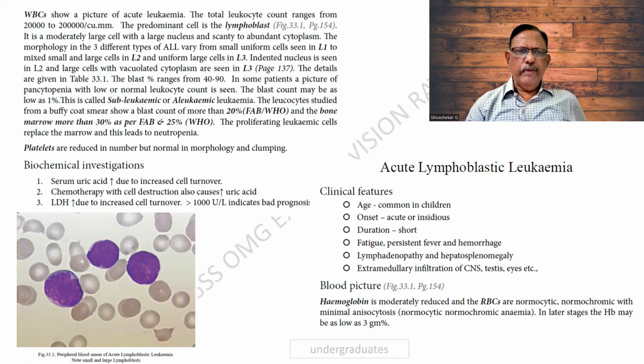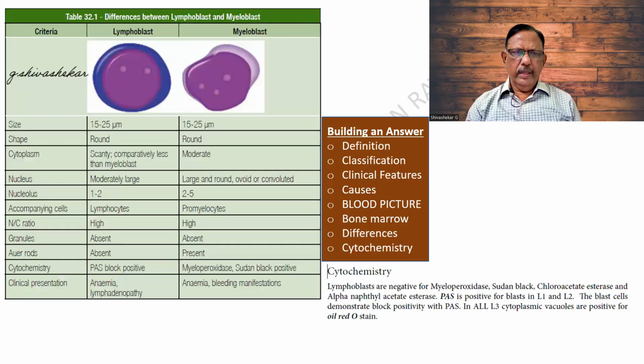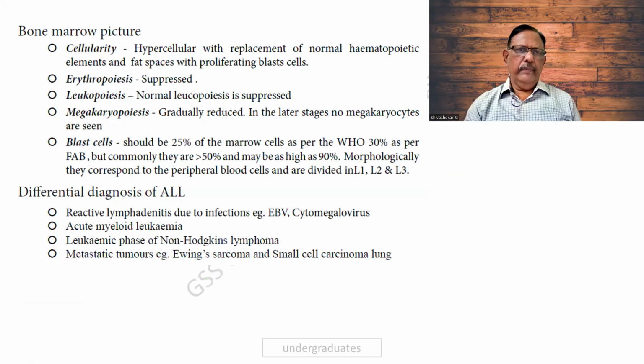We will be taking a buffy coat for the diagnosis or do a bone marrow. Serum uric acid is increased because of increased turnover. And chemotherapy also will cause destruction and increase. LDH is increased. So this is one. A differential diagnosis we must be having in mind will be the bone marrow. You will have to see the cellularity, erythropoiesis, leukopoiesis, megakaryopoiesis, and the blast cells.